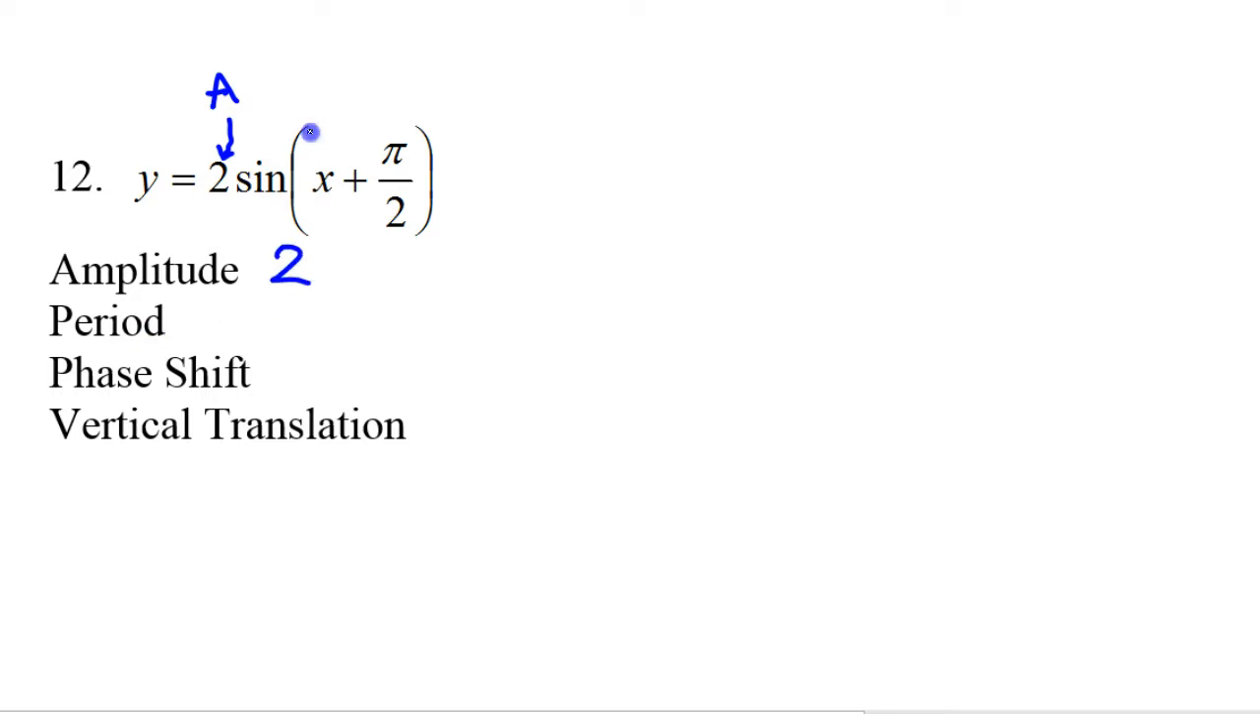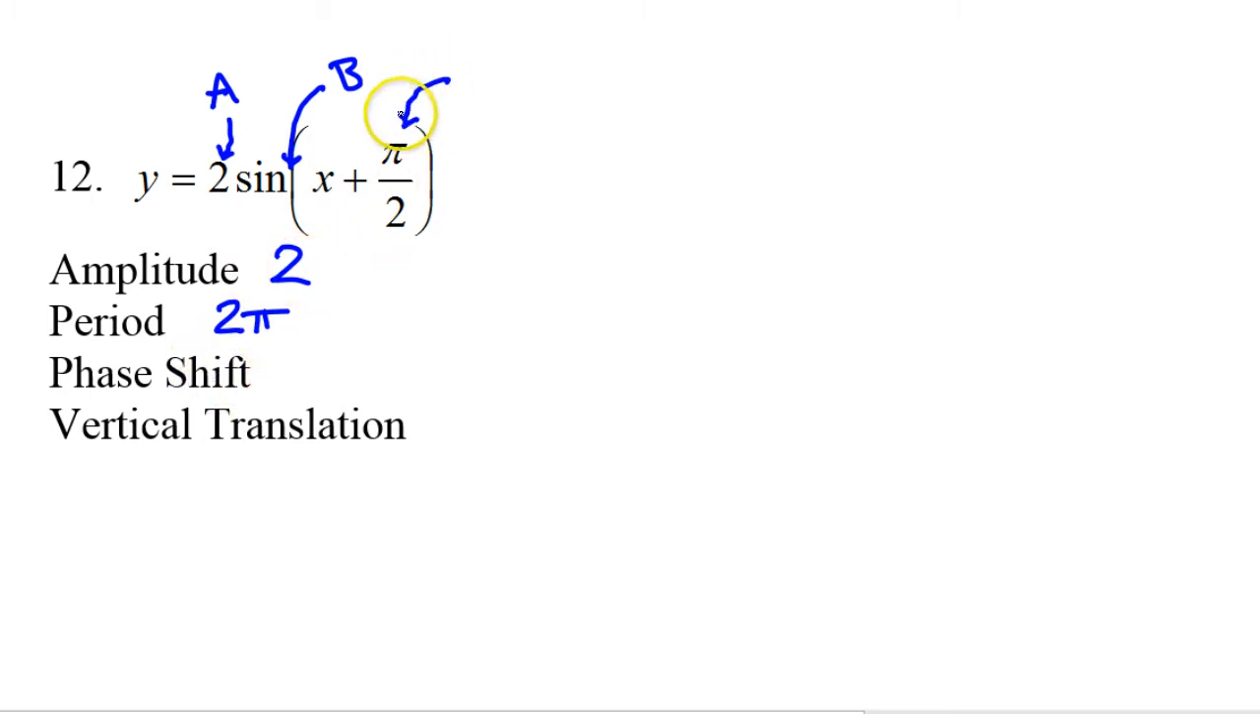Now how about the period? The B value goes right here. Now there is no visible B value, in other words the B value is 1, but that tells me that the period is just going to be 2 pi. That's the usual period. Now there is a phase shift.